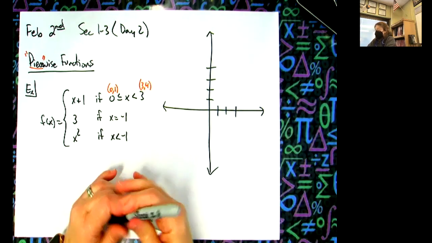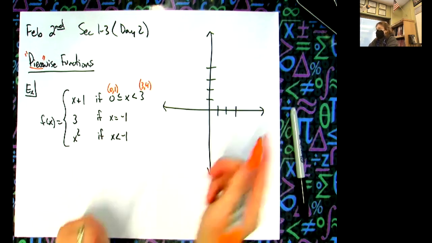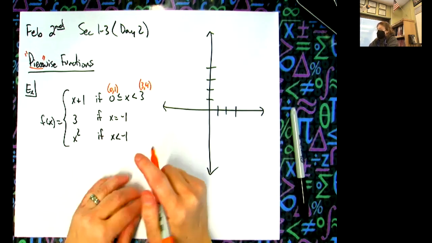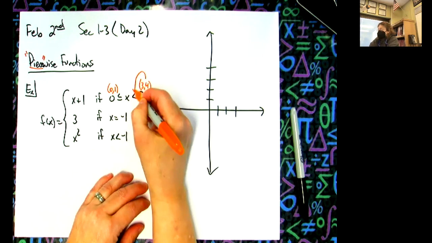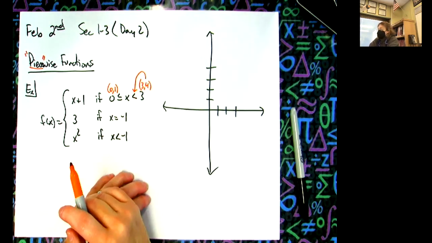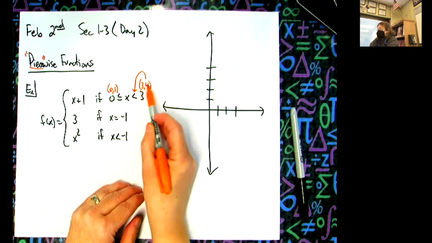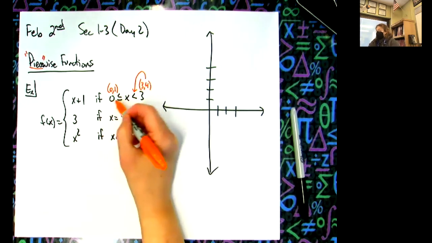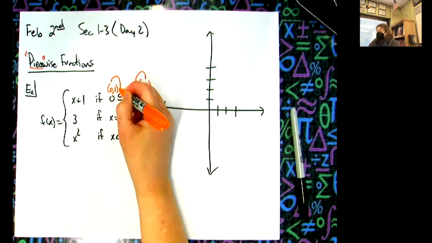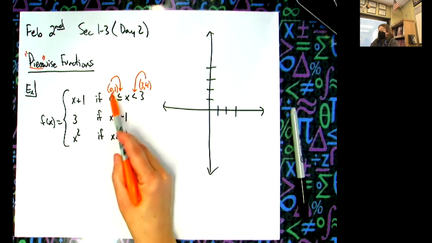Now, when I plot these points, I have to decide whether they are closed dots or open dots. This 3 is right next to this less than sign, and a less than sign would mean we would not include the point. So that's going to tell me an open dot at 3, 4. This 0, 1 right here is right next to the less than or equal to sign. The equal to part means it is included, so this would be a solid dot.